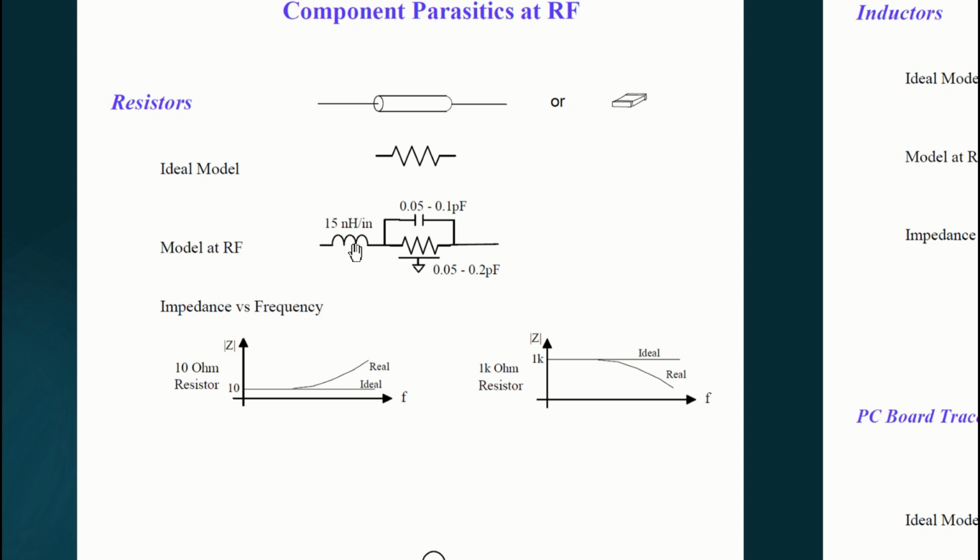So what's this inductor here? Well, that's because you've got wires here and you've got traces on a circuit board. The problem doesn't end at the wire when it connects to the circuit board. You can treat those traces also as small inductances. And here I wrote it as 15 nanohenries per inch.